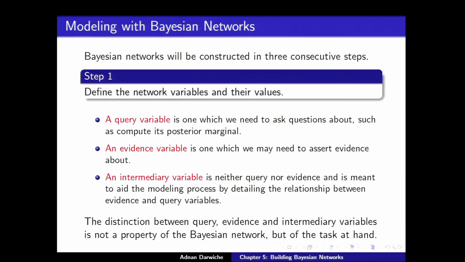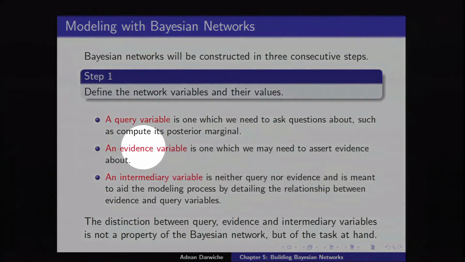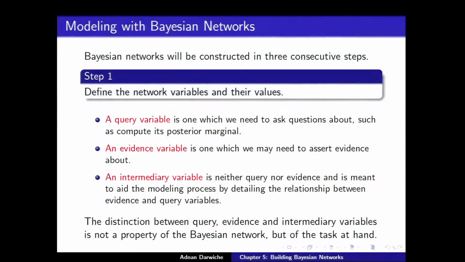So the first step in building a Bayesian network is, of course, defining the network variables. And the network variables themselves can be viewed as three categories. What we call query variables, the ones we're interested in computing the probability of. The evidence variables, the ones whose values we know we're going to measure. And intermediary variables, which are variables that are neither. I cannot measure their values. I'm not interested in computing probabilities over them.